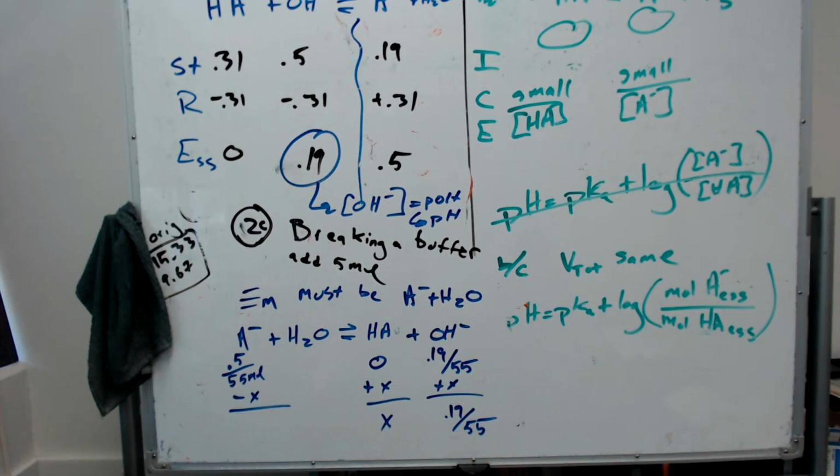Don't you need divided by 50? You still need the total volume, right? You still need the total volume. You still need to get to OH minus. You need to do a calculation to get that.